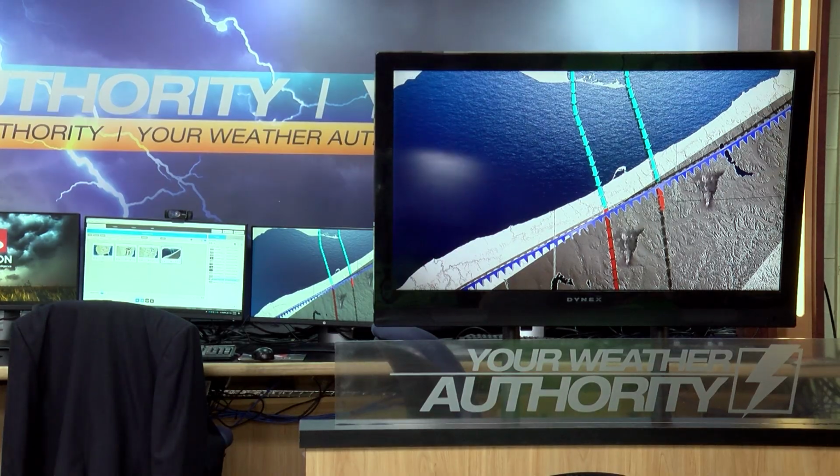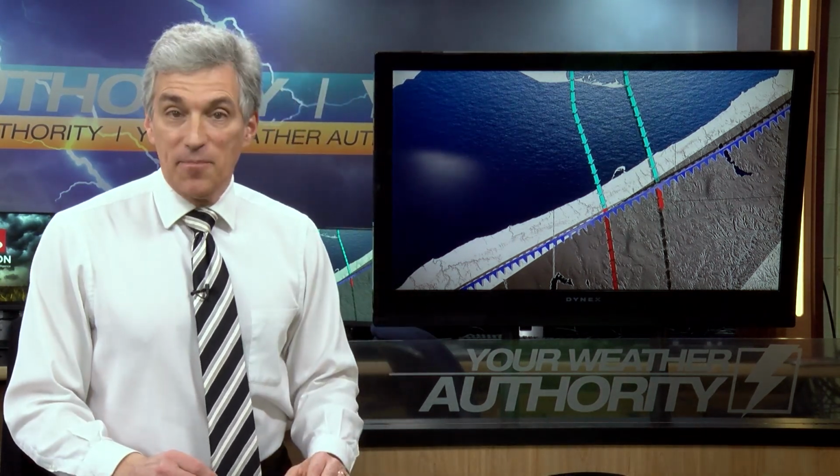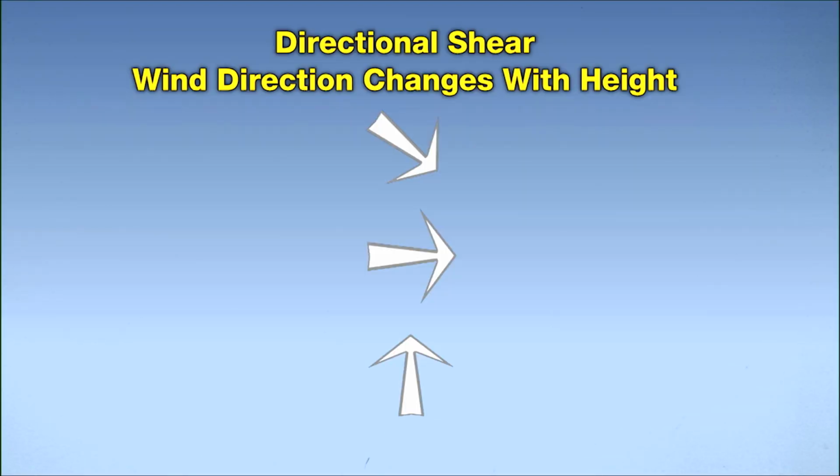So we have the circulation, we have the trigger. Now what we need is a way to twist that circulation. What we need is shear, in this case, directional shear. Directional shear is the change of wind direction with height.